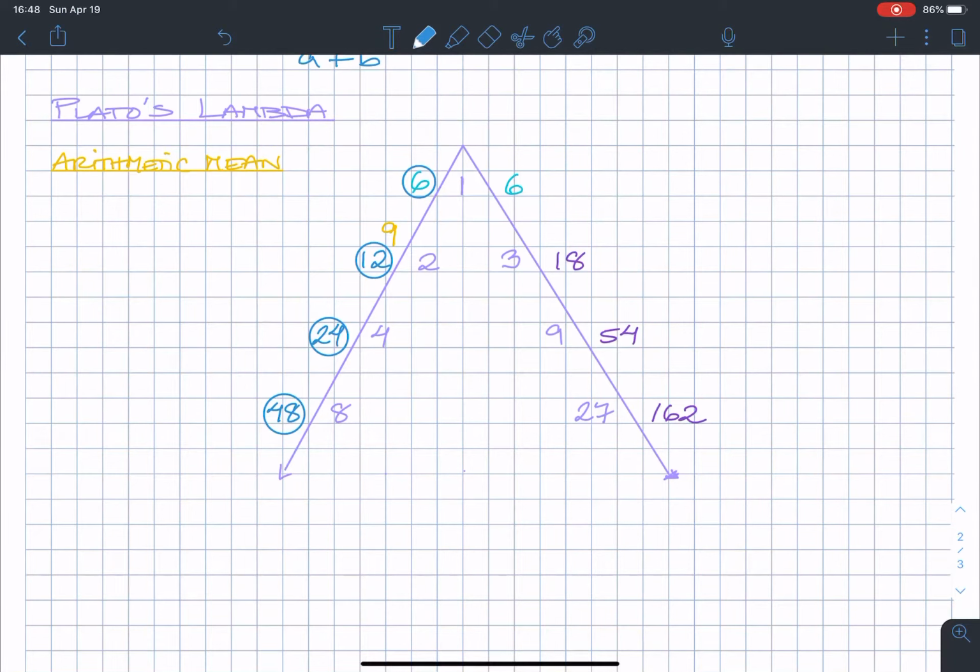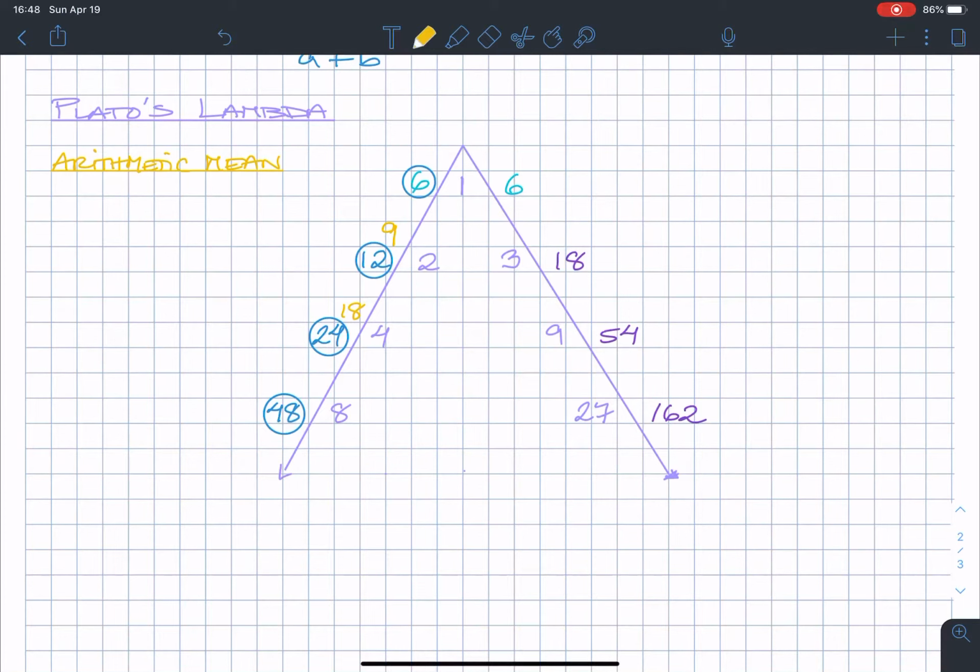Okay, so now let's do the arithmetic mean between 12 and 24. So 24 plus 12 is 36, divided by 2 is 18. I'm going to make that a bit better, 18. That's interesting. Okay, it looks like 9 times 2 is 18, but let's see if that works for the next one. The arithmetic mean between 24 and 48.